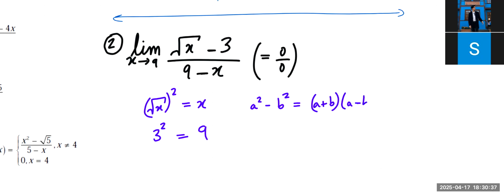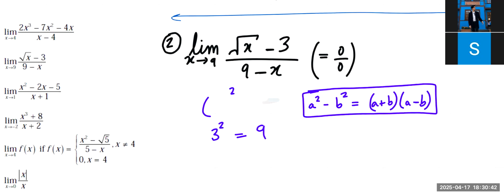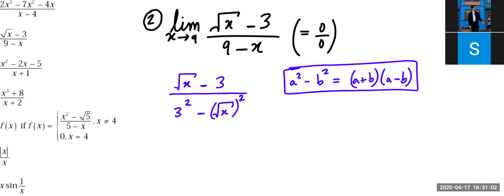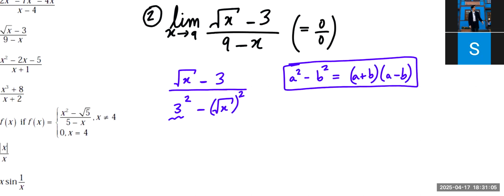Let's figure this out. What I realize is that if I rewrite the bottom of this equation as 3, so I'm going to rewrite the equation, root x minus 3 over 3 squared minus root x squared. Why did I do this? Because now I have a square minus b square, which I can convert to a plus b, a minus b.